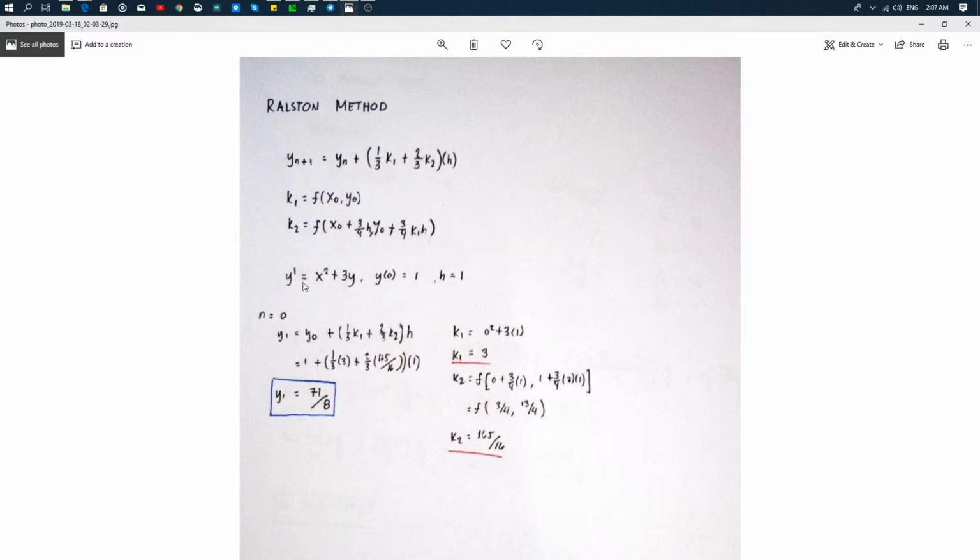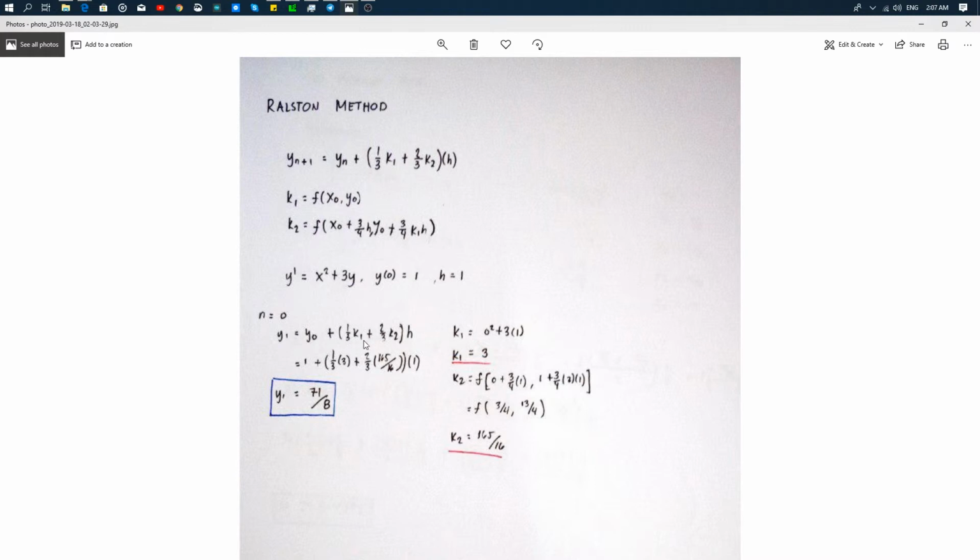So here we have the y prime is equal to x squared plus 3y equation. We have the initial value for y as 1, and we have a step size of 1. So in the first iteration, we have this: y sub 1 is equal to y sub 0 plus 1/3 k1 plus 2/3 of k2, times h.